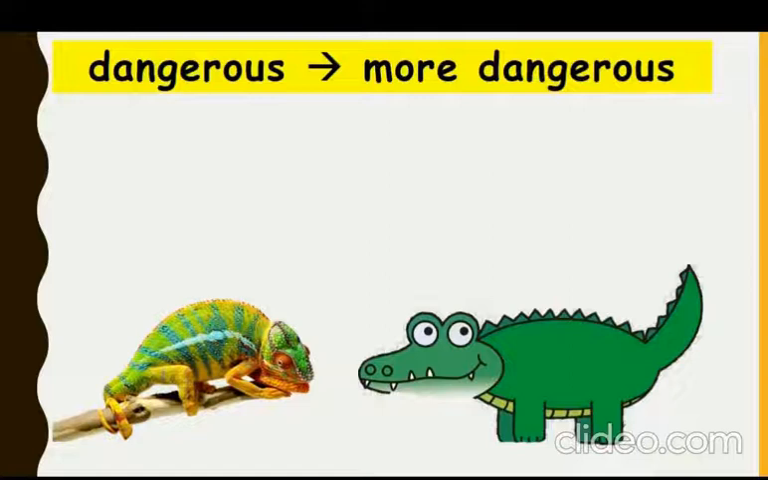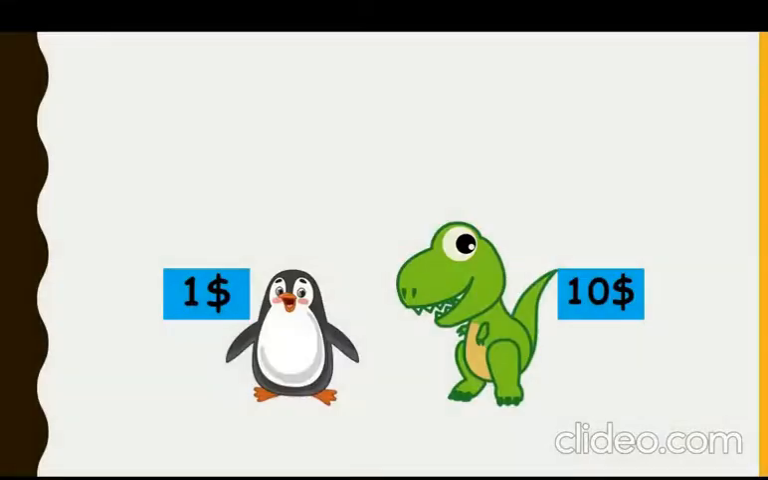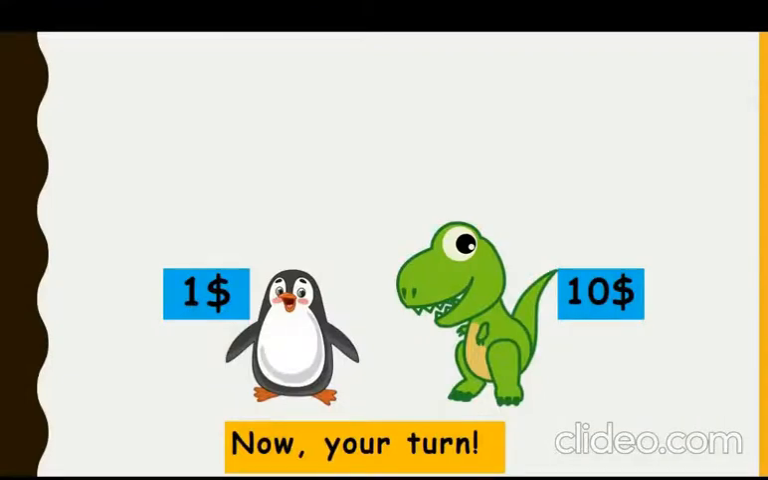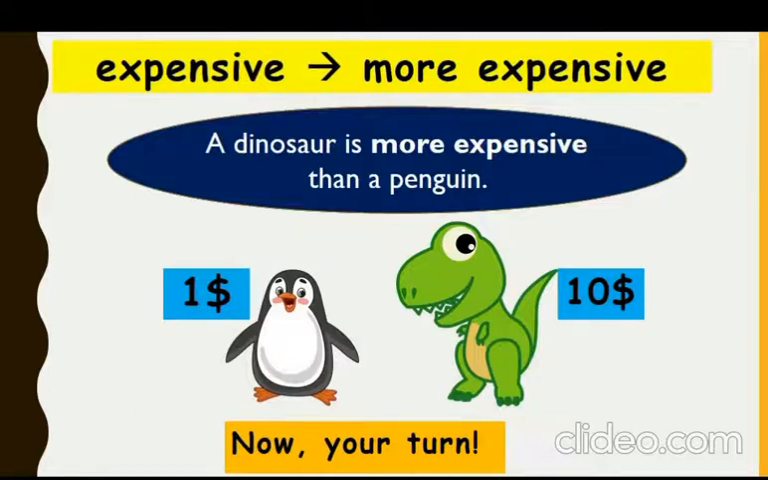Now, next, let's compare chameleon and crocodile with dangerous. Okay? Which is more dangerous? Yeah, absolutely, it's the crocodile. So you say a crocodile is more dangerous than a chameleon. Is that right? Yes. One more example for you between a penguin and the dinosaur. Okay, which is more expensive here, $10 or $1? Okay, so a dinosaur is more expensive than a penguin.